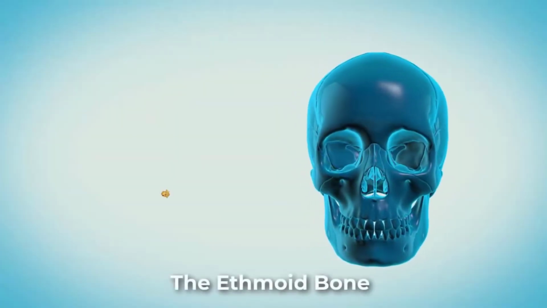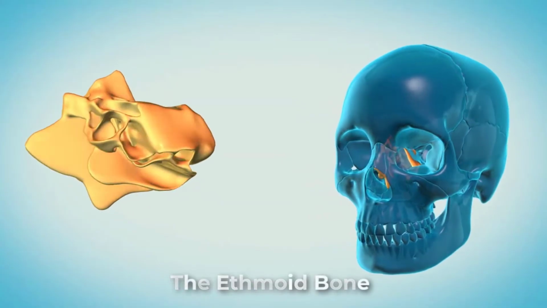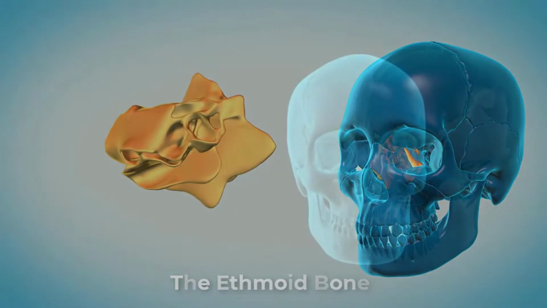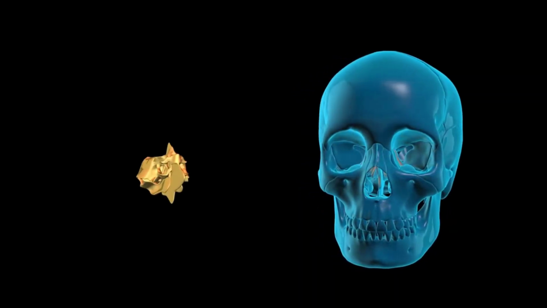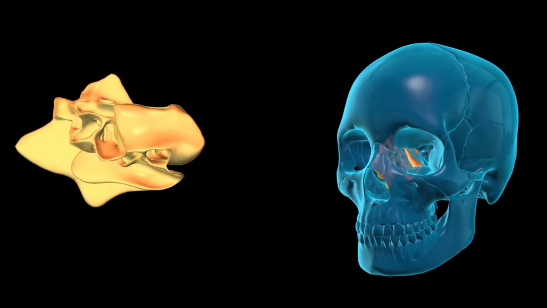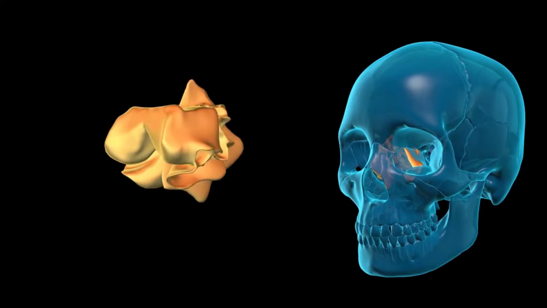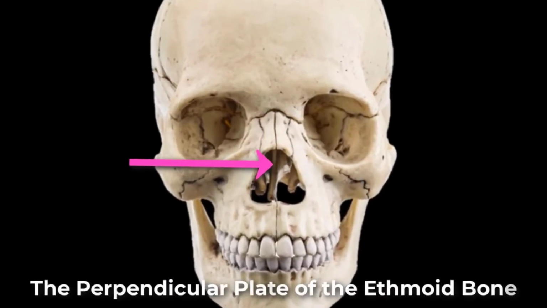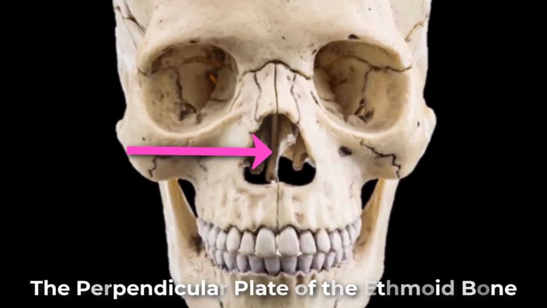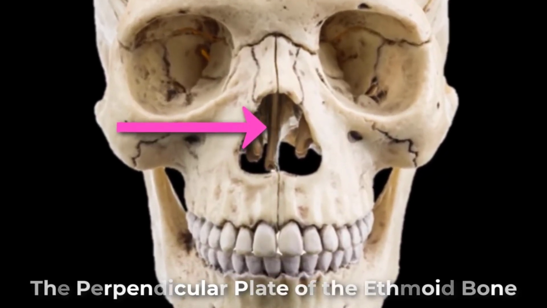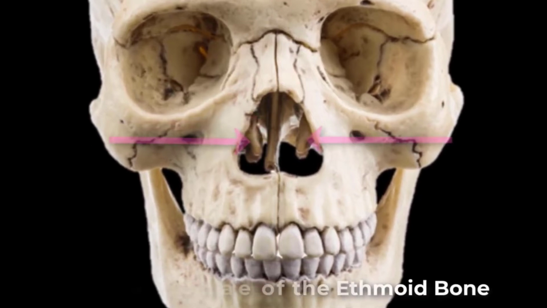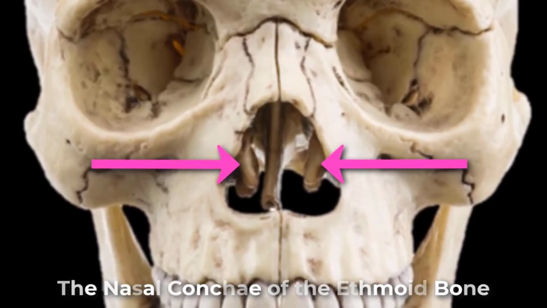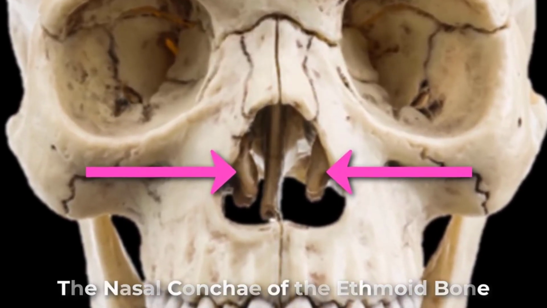The ethmoid bone is a single midline bone that forms the roof and lateral walls of the upper nasal cavity. It also creates the upper portion of the nasal septum and contributes to the medial wall of the orbit of the eye. Within the nasal cavity, the perpendicular plate of the ethmoid bone forms the upper portion of the nasal septum. Extending from each lateral wall are the nasal concha. These are thin, curved projections that extend into the nasal cavity.